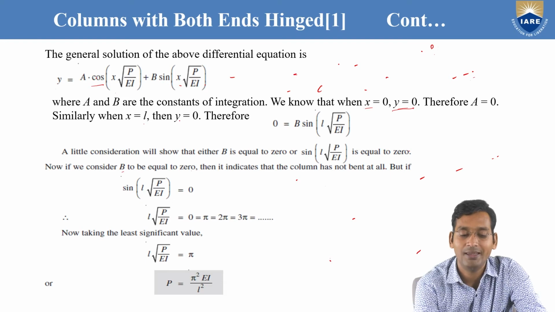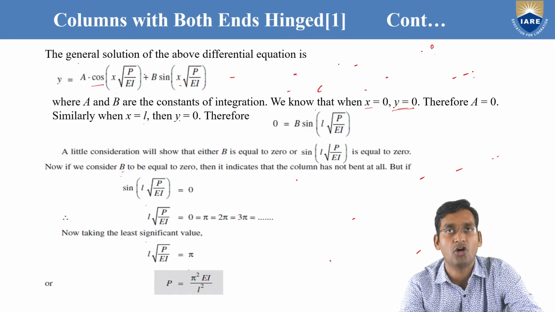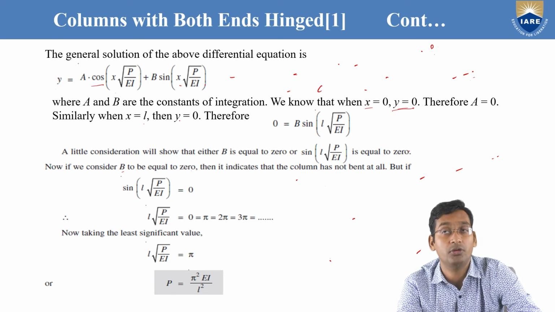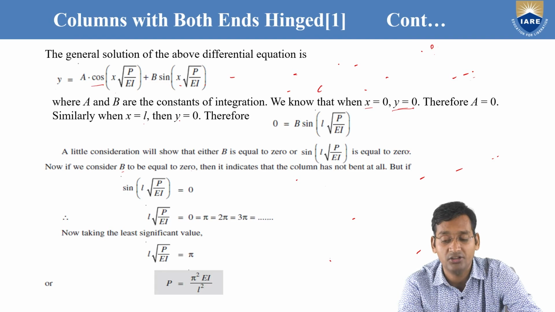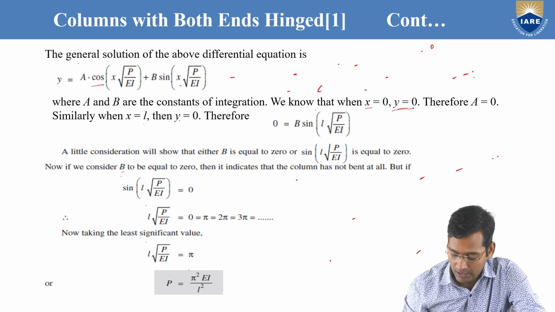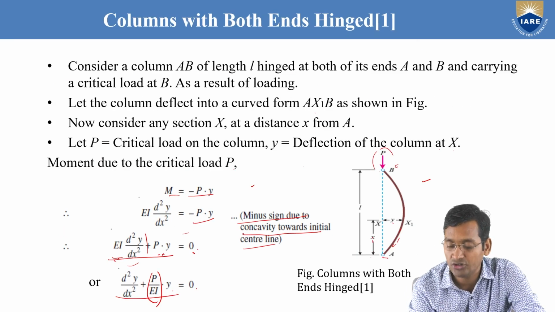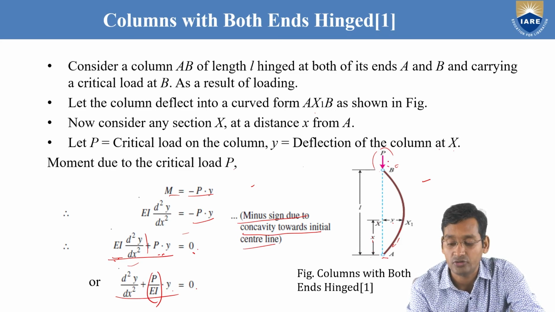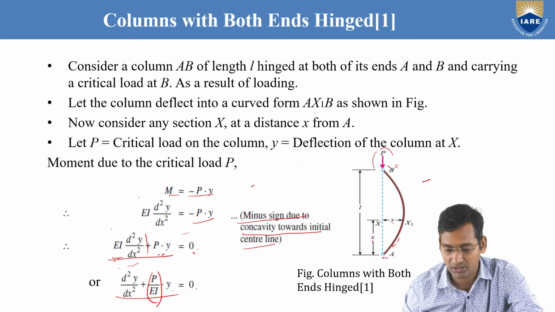Now here, A and B are what? Integration constants, which means we have to find the values of A and B. For finding the values of A and B, what will we do? We will use the boundary conditions. So what are the boundary conditions here? We are seeing that at x equals 0 there is no deflection. Similarly, at x equals L there is no deflection. So at x equals 0, y will be 0, and at x equals L, y will also be 0. That condition we will use.